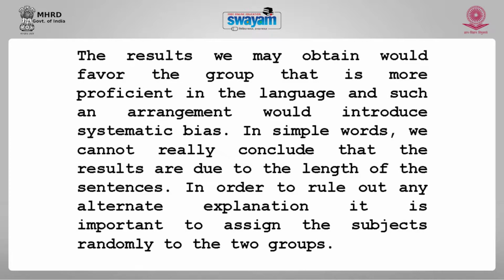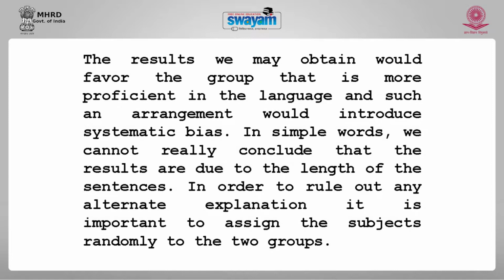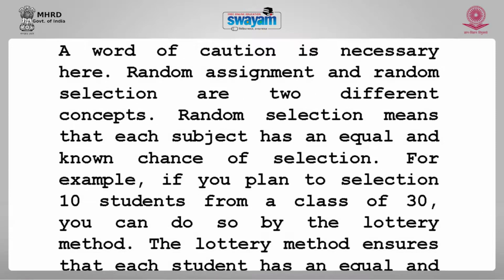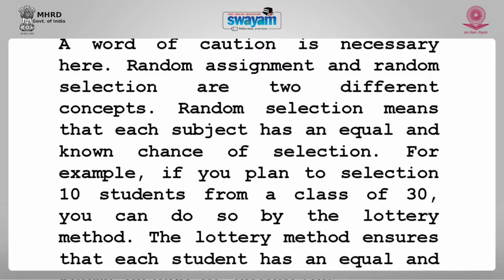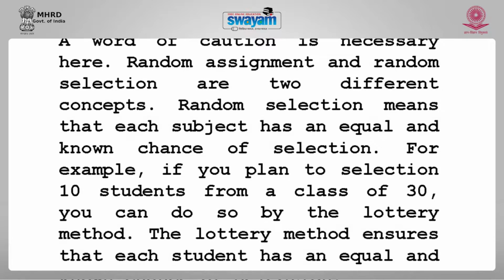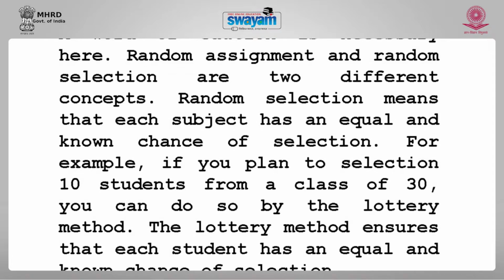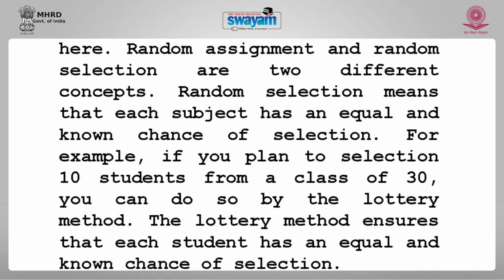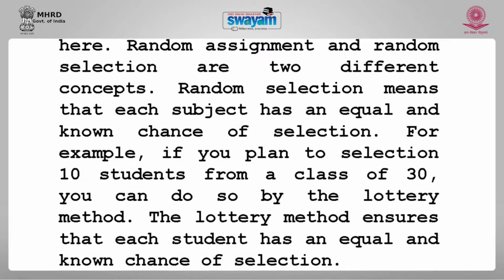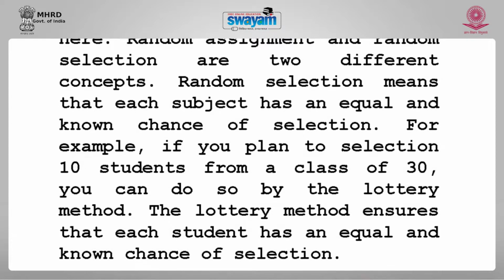In order to rule out any alternative explanation, it is important to assign the subjects randomly to the two groups. A word of caution is necessary here. Random assignment and random selection are two different concepts. Random selection means that each subject has an equal and known chance of selection. For example, if you plan to select 10 students from a class of 30, you can do so by the lottery method. The lottery method ensures that each student has an equal and known chance of selection.